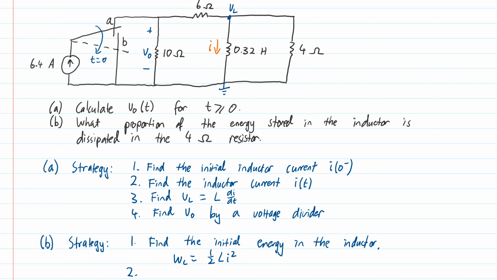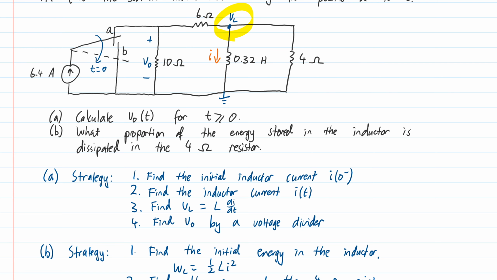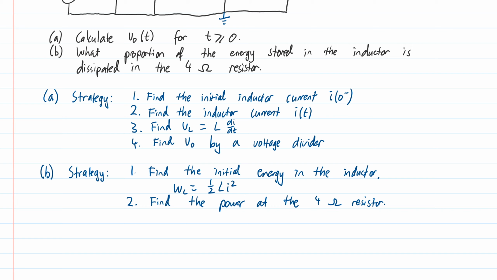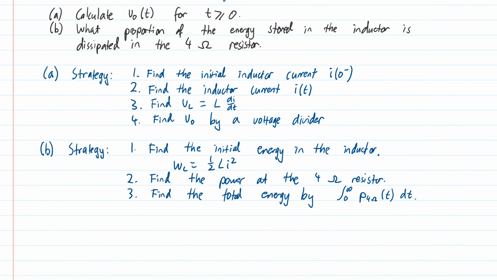Then we need to find the power that is dissipated in that 4 ohm resistor. That will be straightforward because by this point we will have already solved for the voltage, so we'll have the voltage across that resistor. Once we know the power, we can find the total energy by integrating the power. The energy is the integral from 0 to infinity of the power dissipated in that 4 ohm resistor with respect to time. So let's get in and actually solve this question. Part 1 of question A is to find the initial current that flows in the inductor.